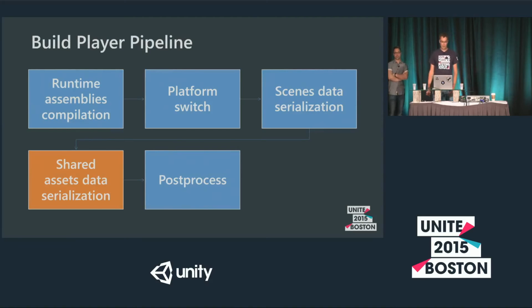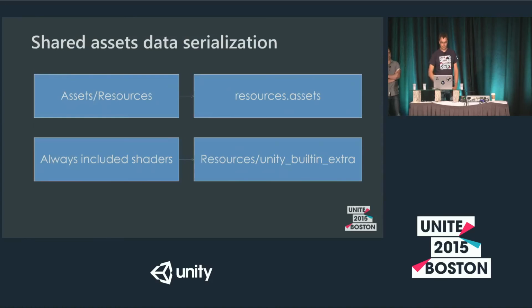We also serialize assets that might be used across the whole game, with shared assets and with assets which are inside the Resources folder. So we don't know if they are used or not, because they can be instantiated directly from Resources, with the Load API, for example. And we do the same thing as for scenes. We traverse all dependencies and serialize them into the resources.assets file.